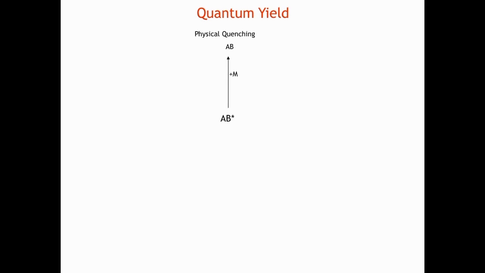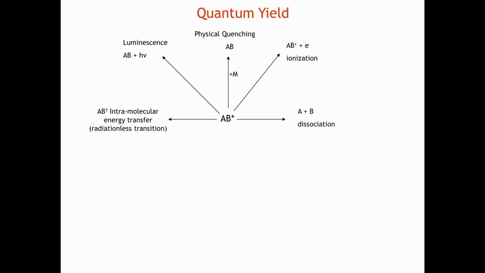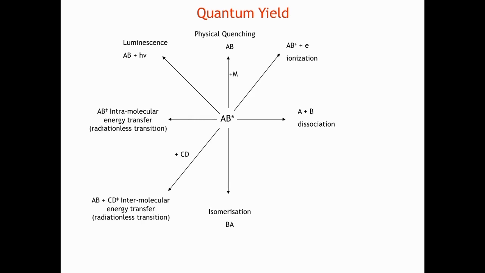So the quantum yield is the yield accounting for all of the possible processes. There are a whole bunch of transitions or non-transitions from the absorption of the photons. It can be the physical quenching of a molecule AB star, luminescence, ionization, dissociation, intramolecular energy transfer, so inside the molecule, intermolecular energy transfer between more than one molecule, isomerization, so the changing of the structure of the molecule itself, and direct reaction.